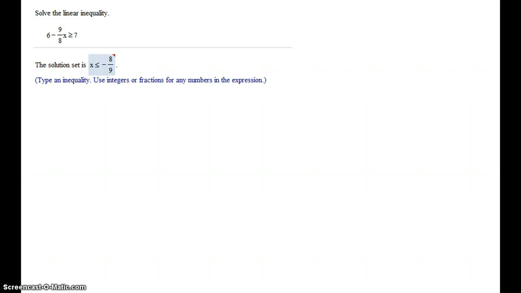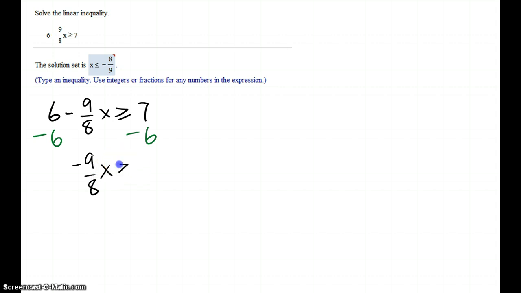In this video, we're going to solve the following linear inequality. The first thing we're going to do is solve it like it's an equation. If this was an equal sign, to solve this equation, you would need to subtract 6. So that's the first step I'm going to do. When you subtract 6, the left side would be negative 9/8 x, and the right side would be 1.